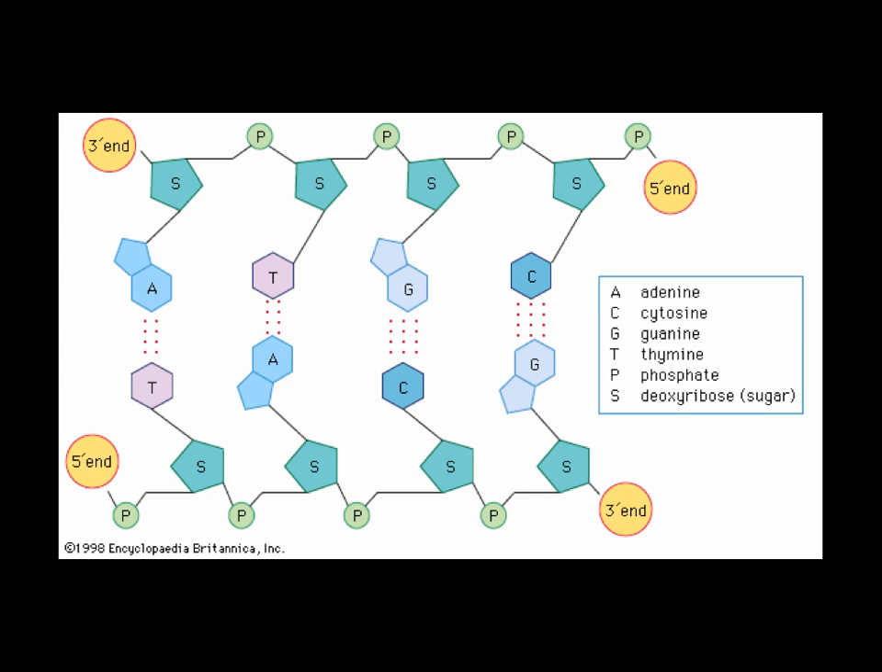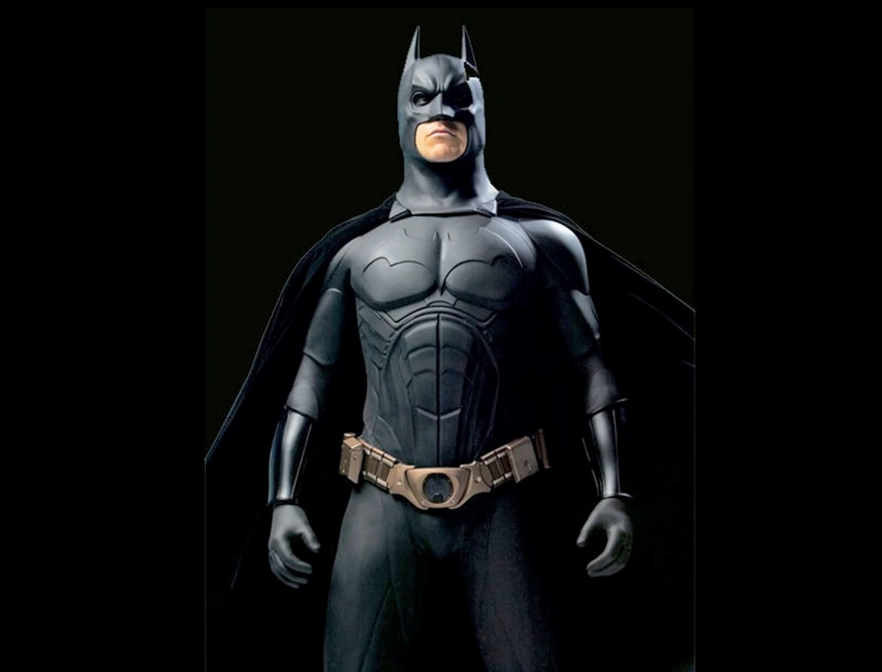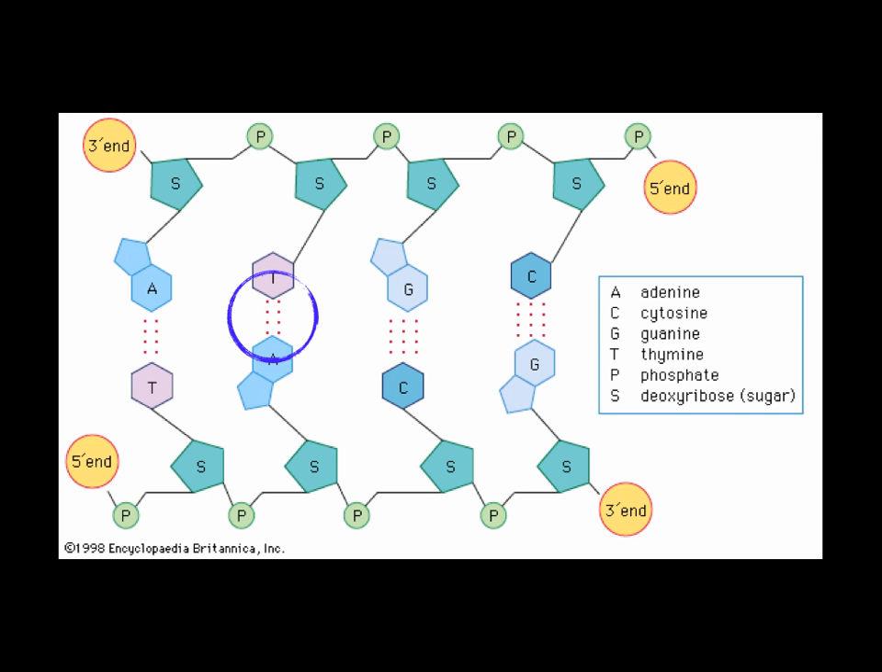If we look closer at the structure of DNA, we find that it's composed of 2 strands that are held together by H-bonds. Where are the H-bonds? Well, Batman, they're right here. You find it between the A's and the T's, and the C's and the G's.